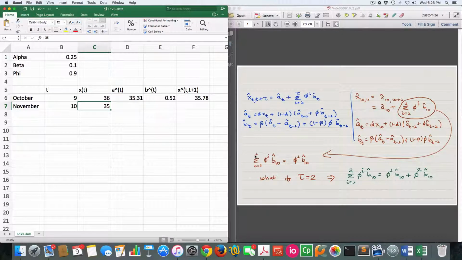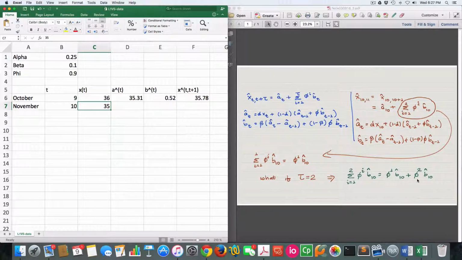What if the tau was 2? Basically, if you are sitting at November and forecasting for January, then I equals 1 to 2, right? So this would expand to phi 1, our first round, I equals 1. So phi 1 b hat 10 plus, now I moves to 2, phi squared b hat 10. If there was 3, plus all this thing, this summation means plus, right? So depending on how big your tau is, that many numbers of polynomial terms you would get. Basically, how far ahead you are forecasting, that many terms would be there.